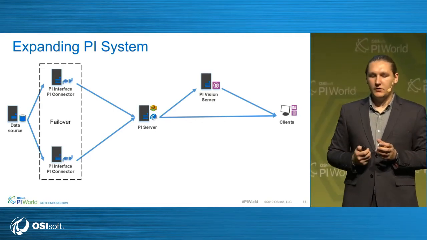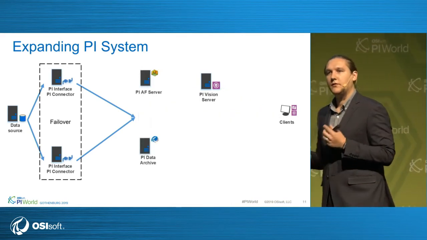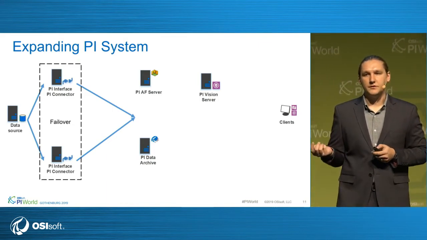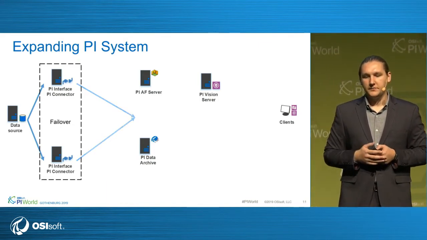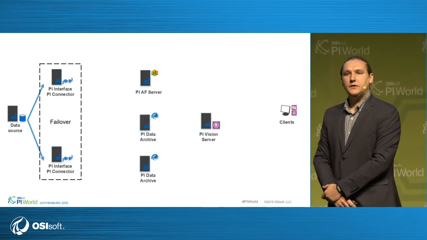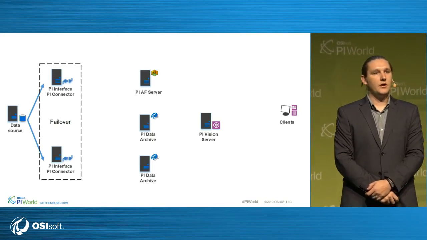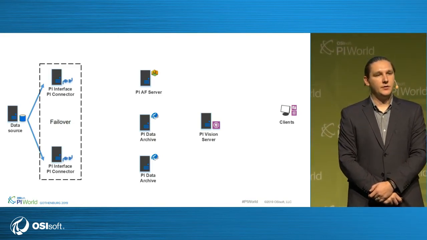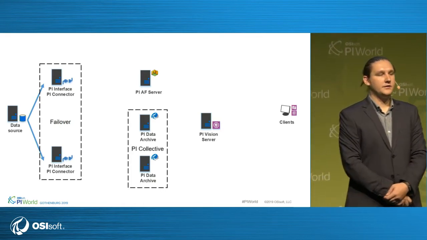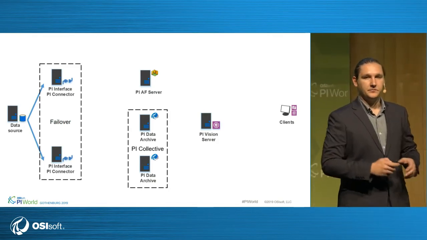If we have a lot of tags, for example, on the Pi server, maybe we want to have AF server and our Pi data archive on separate machines. Makes sense. Next thing we want to implement is the Pi data archive collective. If we want to have our time series database highly available, we are adding the Pi collective option, the high availability option for the Pi data archive.